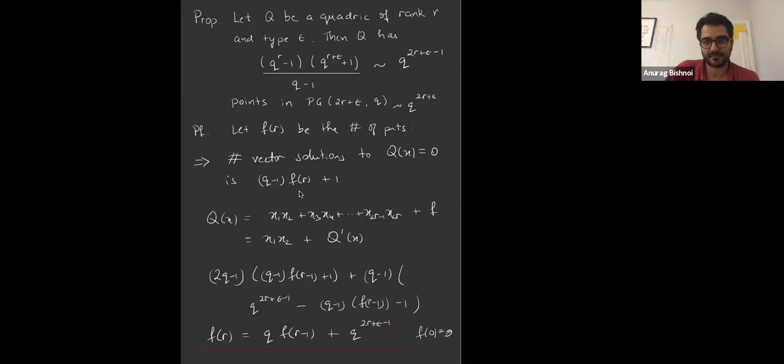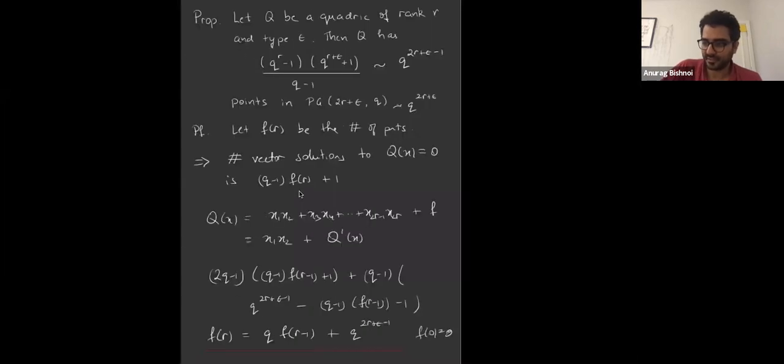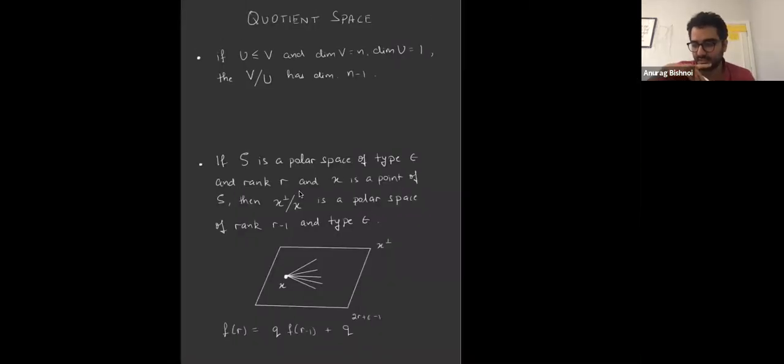Okay. So now that you have the number of points in a quadric, the next question is what's the number of lines? Or in fact, if you look at it as a polar space, what's the order of that polar space? So what's the total number of lines through each point? And for that, we use this idea that many of you would be familiar with, that in linear algebra, we have this notion of a quotient vector space, right?